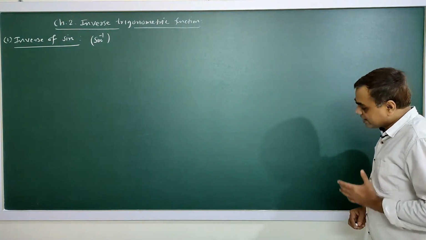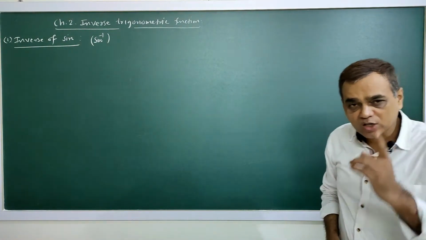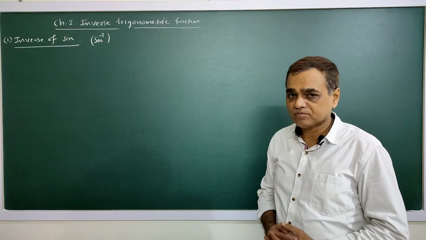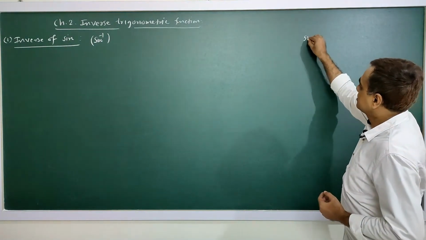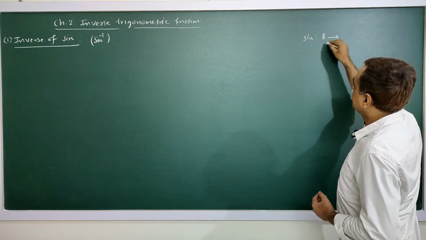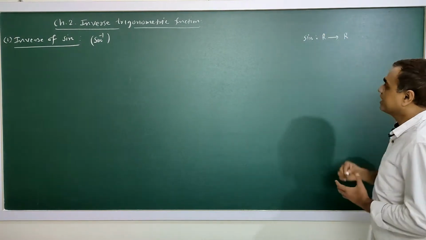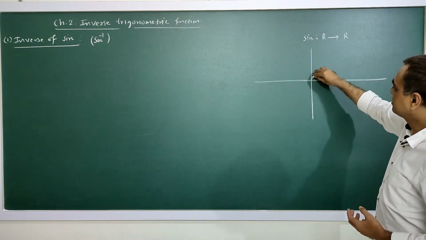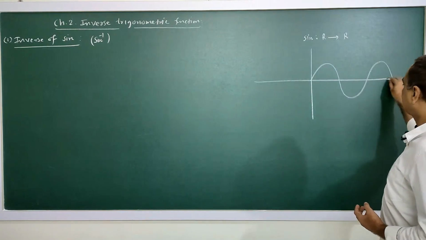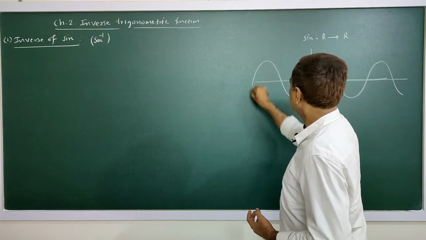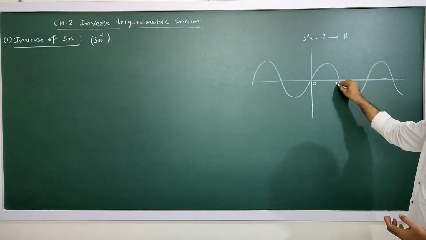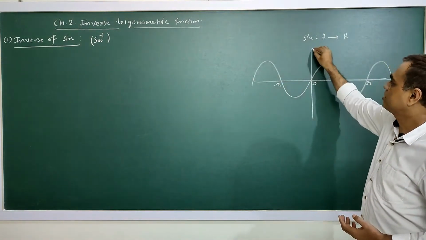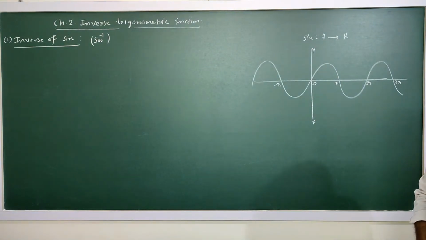Now we know that if a function is 1 1 and onto, then its inverse exists. Now we know that the sine function has domain R and codomain R. We also know its graph. Its graph is like a wave shape. This is the graph of the sine function. Here 0, pi, 2 pi, 3 pi, minus pi. This is the y-axis, this is the x-axis.